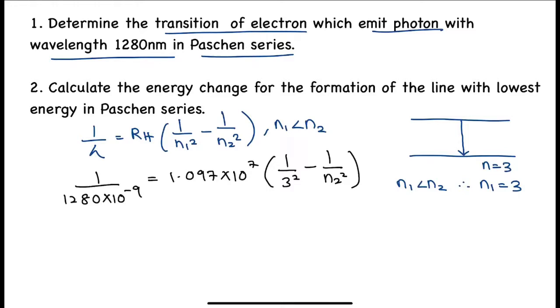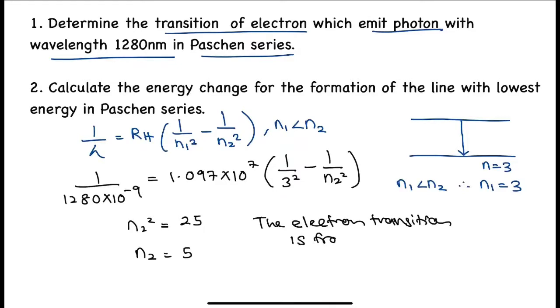Solving this would give you an n2 squared value of 25. Thus, the n2 value would be 5. In order to answer the question, do conclude by saying the electron transition is from n equals to 5 to n equals to 3.